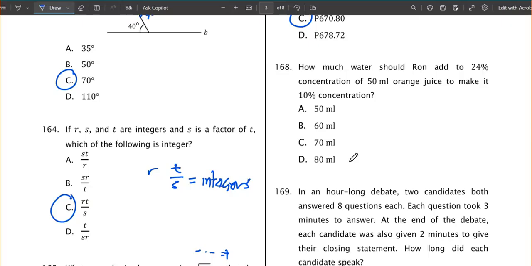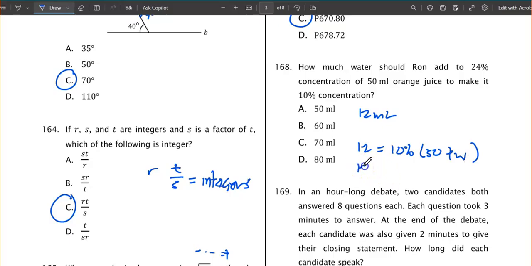168. How much water should Ron add to 50 ml of 24% concentration orange juice to make it 10% concentration? Always remember, when you are dealing with concentrations, the amount of juice will be the same. So what is 24% of 50? That is 12 ml, right? 12 ml. So therefore, this must be equal to 10% concentration of what? That's 50, and then plus water. I'm going to use W.